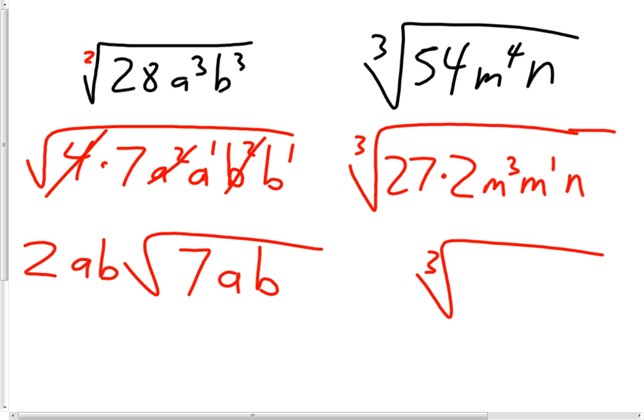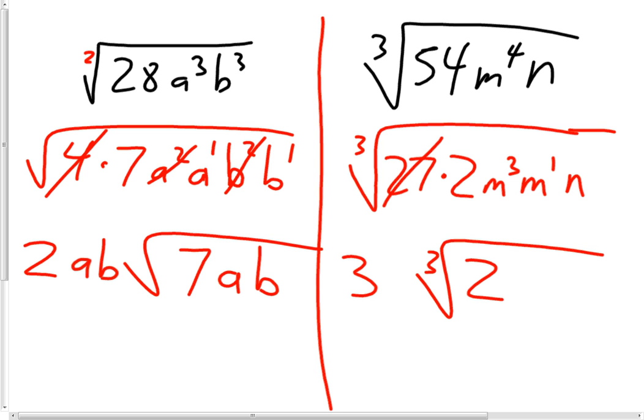What's the cube root of 27? How did I get 27 over here? 3 times 3 times 3. I can't do anything with the 2. It stays in there. What's the cube root of M3? The whole point in making it a 3 was so that I could pull out that M. The rest stays in there.